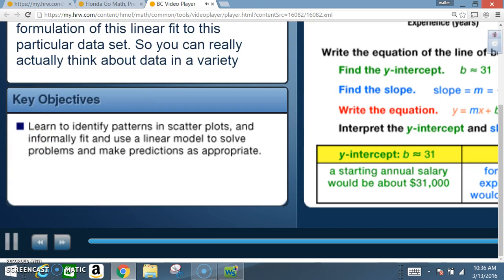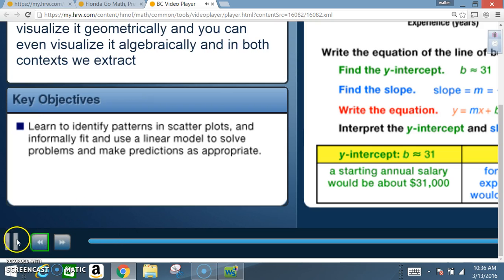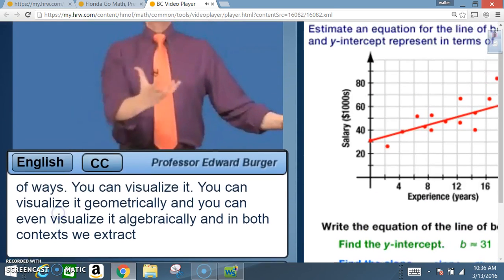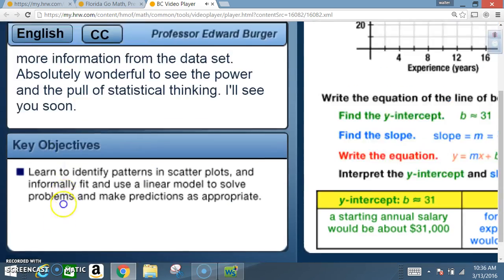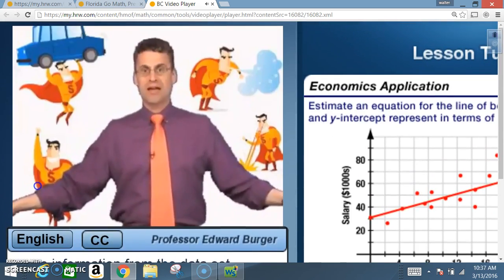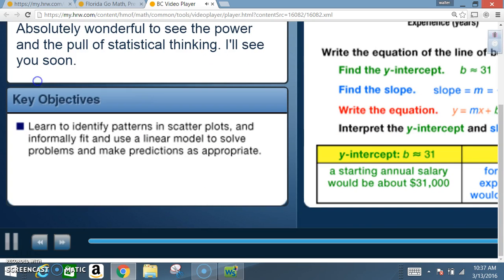So you can really think about data in a variety of ways. You can visualize it geometrically, and you can even visualize it algebraically. And in both contexts, we extract more information from the data set. Absolutely wonderful to see the power and the pull of statistical thinking.